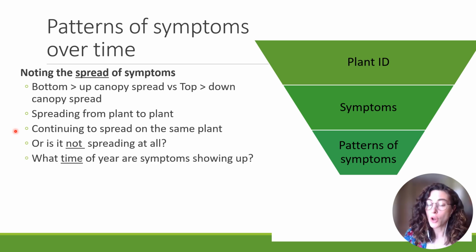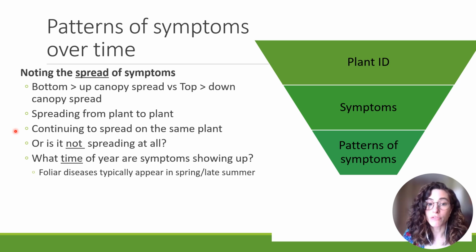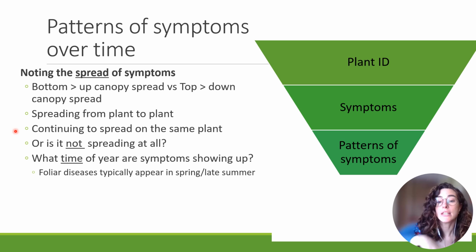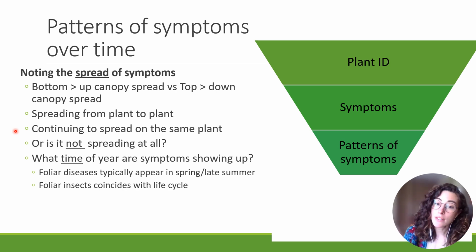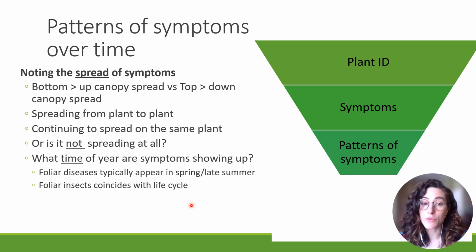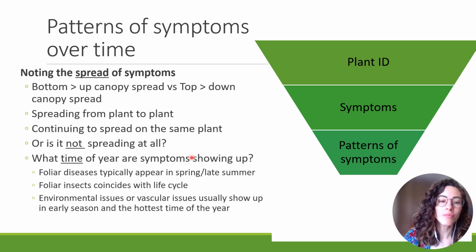It's also good to note what time of the year the symptoms are showing up. For example, foliar diseases typically have their symptoms appear either in spring or late summer. Whereas foliar insects, the timing of those symptoms appearing will typically coincide with the life cycle. Know thy life cycle with the insects. If you know that spongy moth has hatched recently and is in its feeding stages and you see leaf holes, that might help you out, all right?